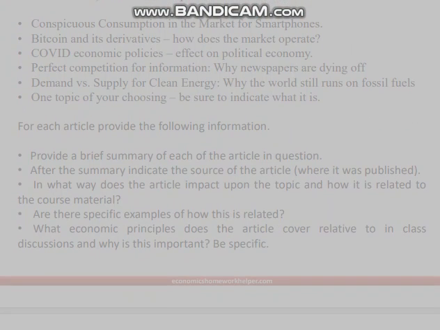Instructions: begin by selecting a popular periodical, newspaper or magazine, actual or virtual, related to the topics as outlined below. Conspicuous consumption in the market for smartphones. Bitcoin and its derivatives, how does the market operate? COVID economic policies, effect on political economy. Perfect competition for information, why newspapers are dying off. Demand versus supply for clean energy, why the world still runs on fossil fuels. One topic of your choosing, be sure to indicate what it is.